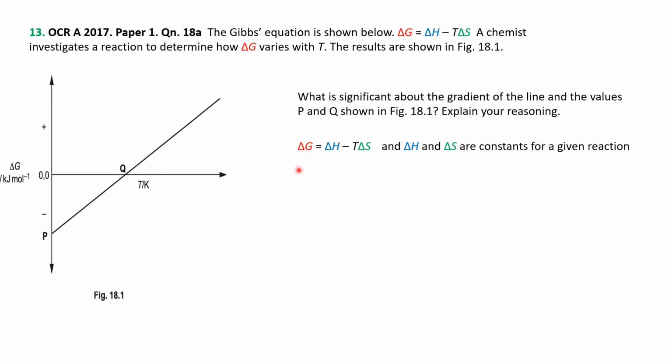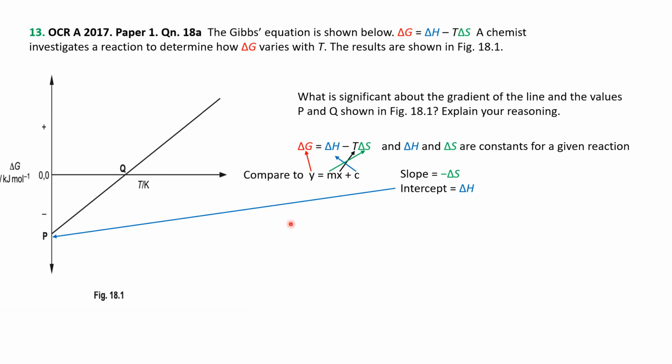So what we've got here is one of our variables equals a constant minus the other variable times a constant. So compare that to the equation for a straight line. If we plot delta G on the y-axis, as we have done, and we plot T along the x-axis, as we have done, well, then we're expecting a straight line in which m, the slope, is minus delta S, and c, the intercept, is just going to be delta H. So delta H here is the intercept, so we got a negative delta H, okay?